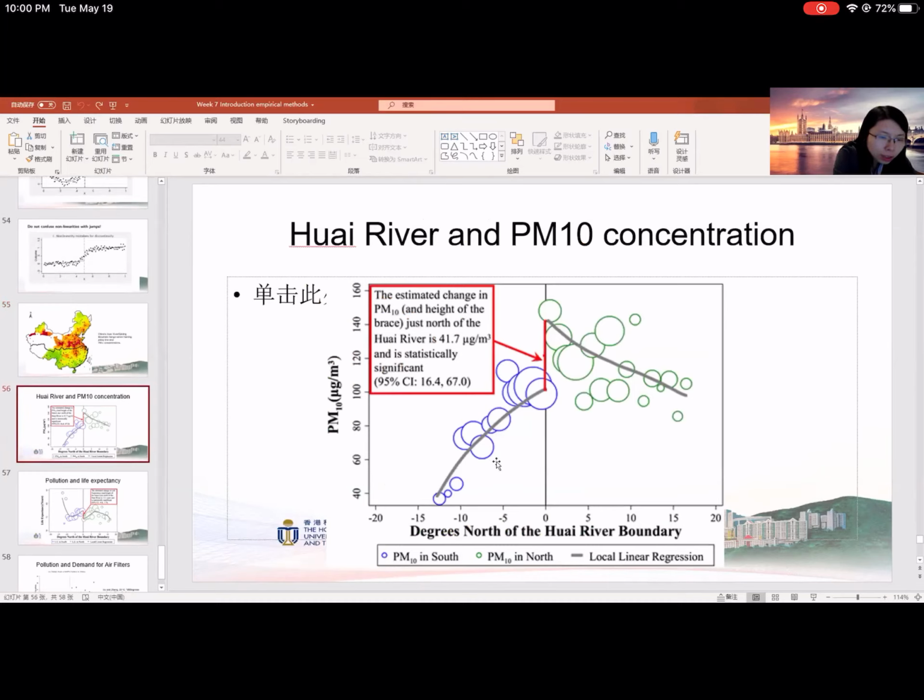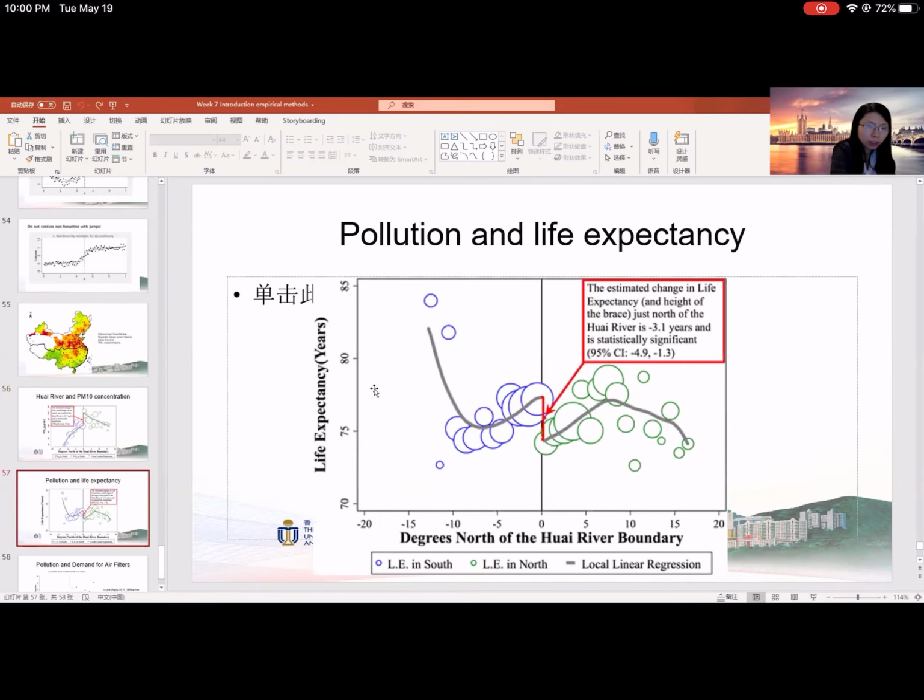And this is the concentration of PM10. Usually for regression discontinuity design, you want to show discontinuity in figures in both X and Y. So hopefully you should be able to see a gap around the cutoff for both X and Y. So this is X, the PM10 concentration. As you can see, as you move north across the Huai River, you are likely to have a gap, an increase of PM10 just across the river. And this is the health outcome. They're basically using life expectancy.